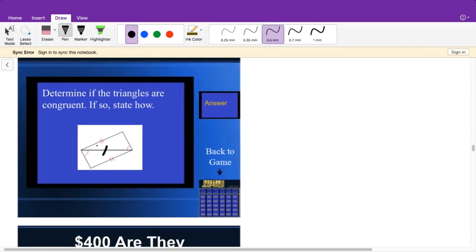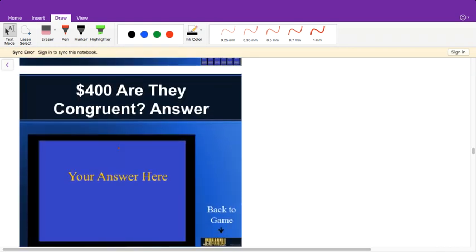Here they share this side, but the angle's not included between them. So this one is NEI, right? We cannot say that they're congruent because this angle is not between. If we wanted to say SAS, then the angle would have to have been here and here for us in order to say SAS. All right, then the next one.